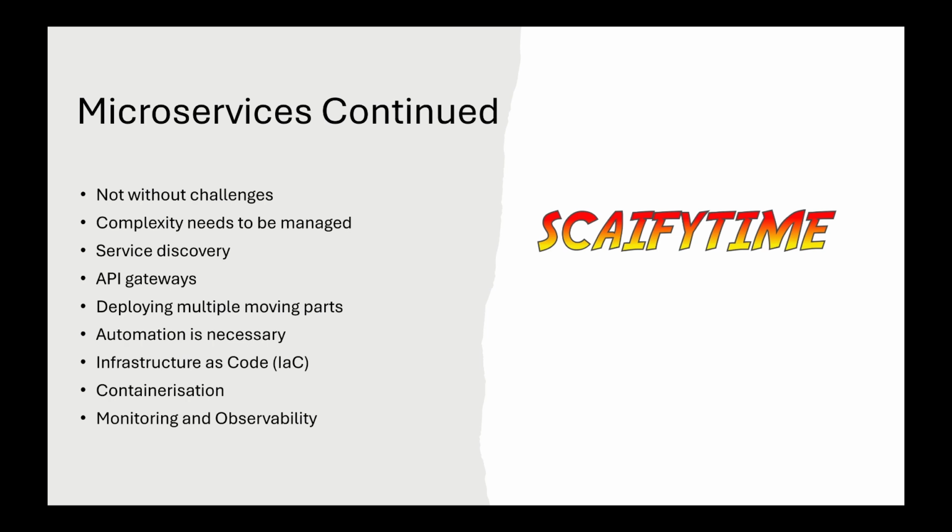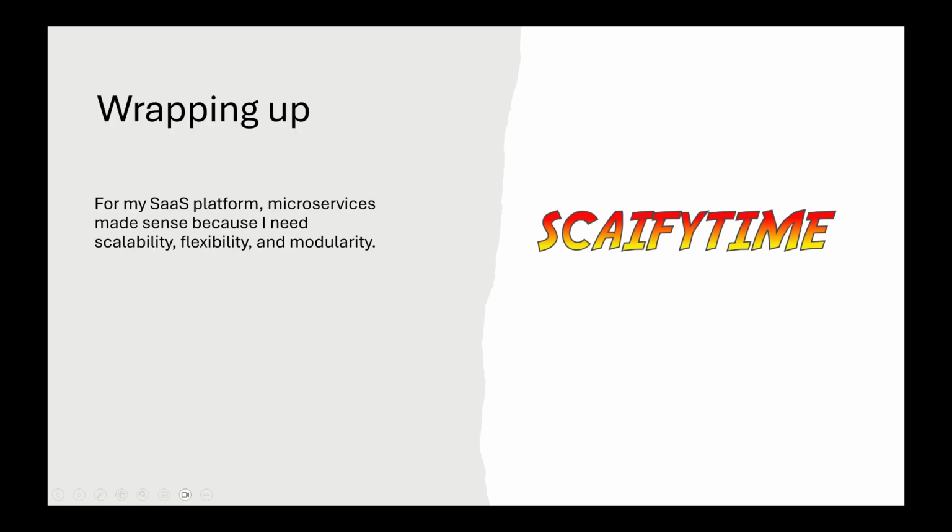Service discovery, monitoring, and API gateways help us keep things under control and ensure the system remains scalable and resilient. For my SaaS platform, microservices made sense because of its scalability, flexibility, and modularity.